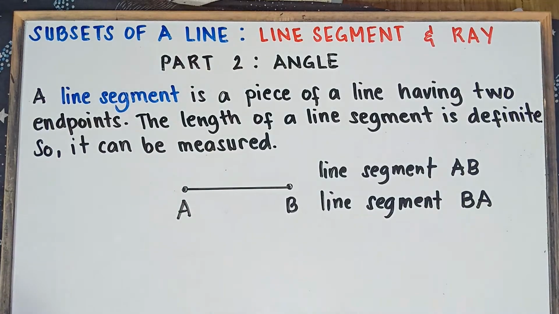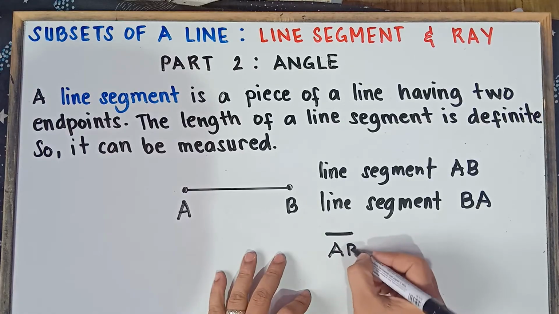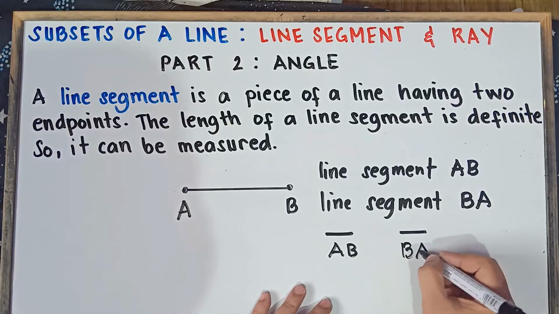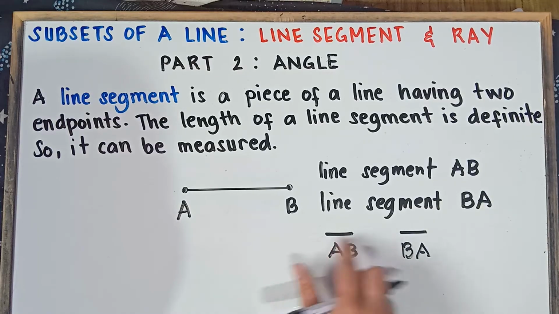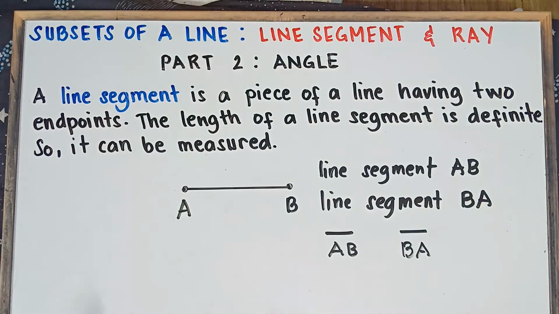Alright, or we can just simply use the illustration for line segment. There would be a short line. So this will be line segment AB, or we can write this as line segment BA. Once again, class, line segment AB is just the same as line segment BA. The horizontal line on the top, we call this a bar, and this is the symbol for line segment. So that's the thing there, class, with regards to line segment, having two endpoints.